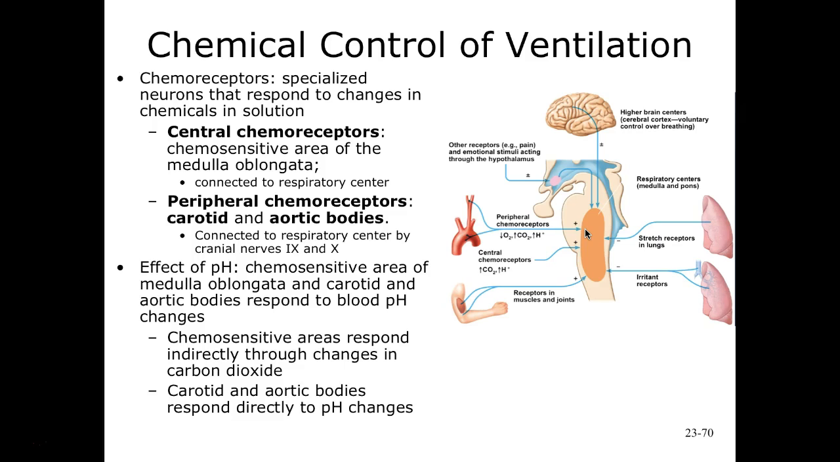So the most sensitive to our changes in pH and also carbon dioxide is going to be the chemosensitive area in our medulla oblongata. So they're the most important when we are regulating our partial pressure of carbon dioxide and our pH. But this kind of changes depending on what your body is doing. So if you are in an intense exercise mode, then your carotid bodies are going to respond more rapidly to these changes in your pH rather than this chemosensitive area in your medulla.